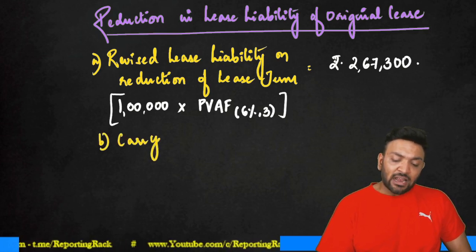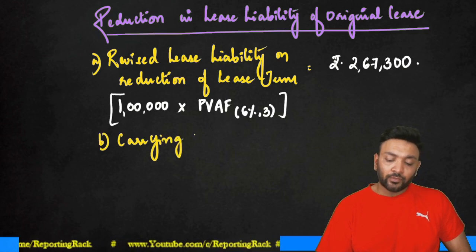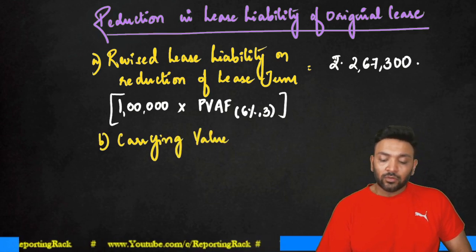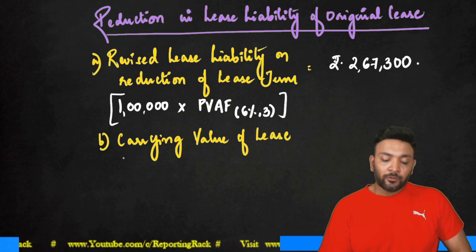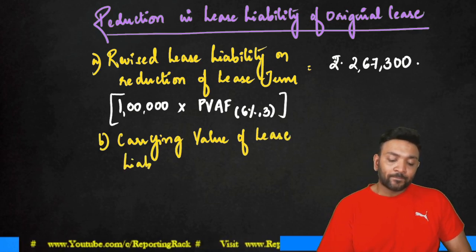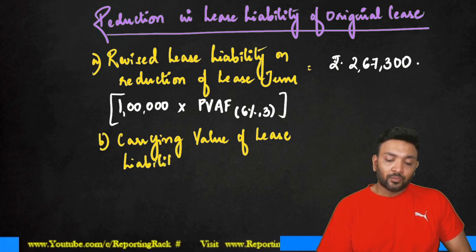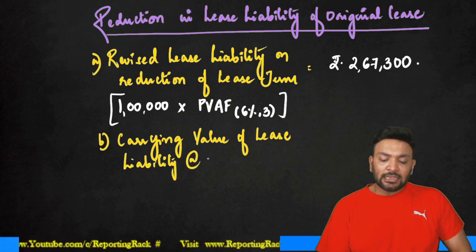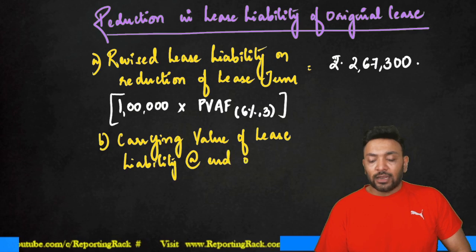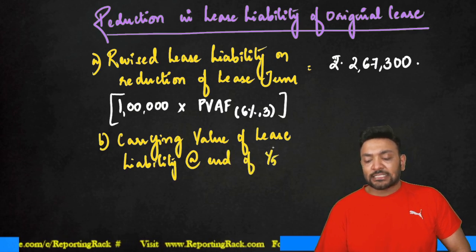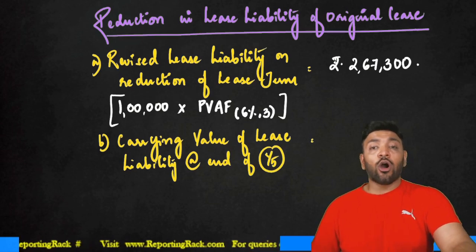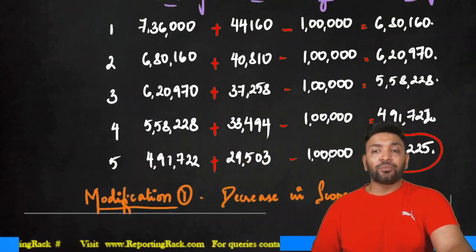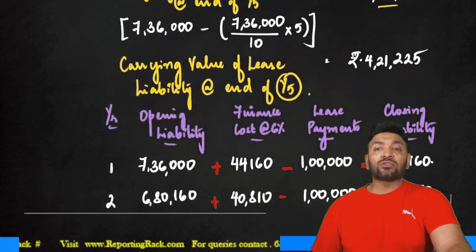What was the carrying value of lease liability? At the end of year 5, that is on the date when you modified the lease term, the carrying value of lease liability, go up above and see the schedule and tell me. 4,21,225.